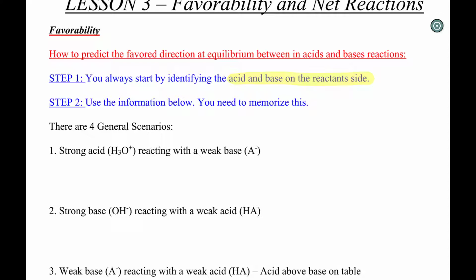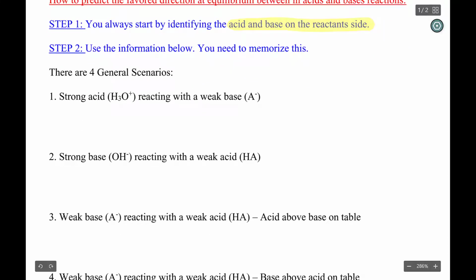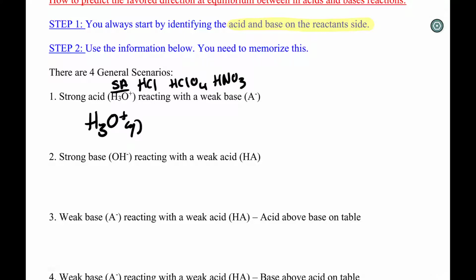Now, the majority of the time, the products are going to be favored. There's really only one scenario in which the reactants are going to be favored. So let's start with two of the easiest scenarios. If I have a strong acid like hydronium, now for us in a net reaction, all strong acids are actually going to be written as hydronium. So whether it's HCl, HClO4, or HNO3, etc., as a net reaction, what these things are is H3O+. So we would always write them as H3O+.